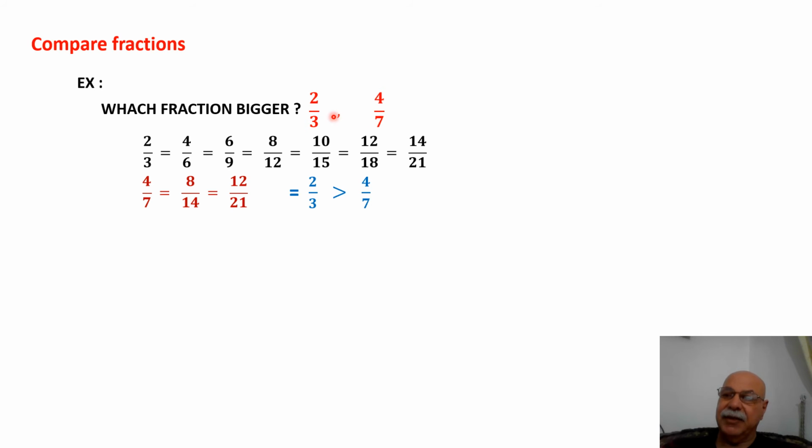That's why 2/3 is bigger than 4/7. Bigger than is this sign, greater than, or bigger than.